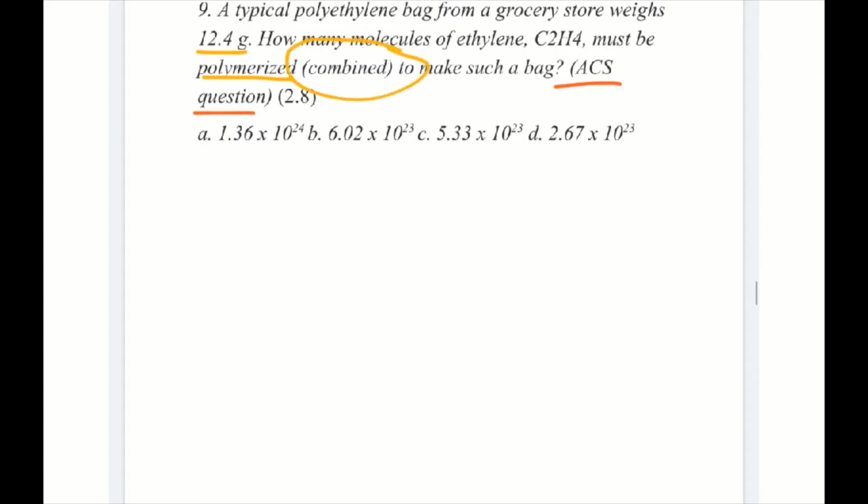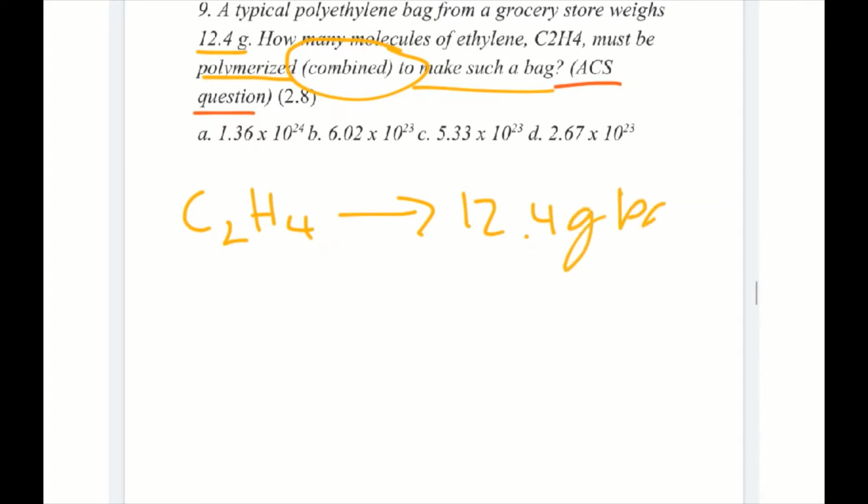It means to combine stuff to make a bag. So it says, how many C2H4 molecules does it take to make 12.4 grams of a bag? Now, we have to figure out something. So we have to figure out how many molecules of C2H4 weigh 12.4 grams. There are many ways to go about this, but what I like to do is find the mass of an individual C2H4 molecule in grams.